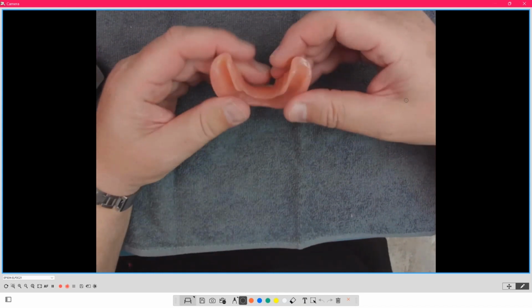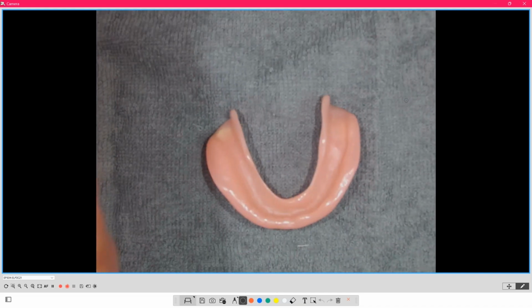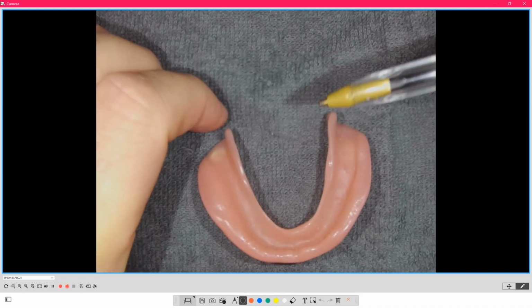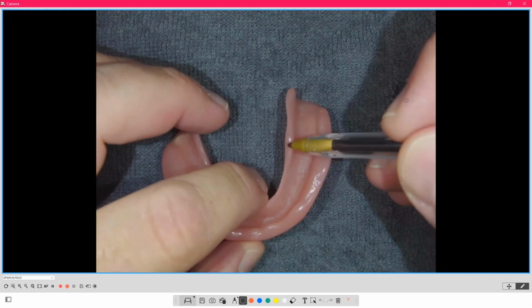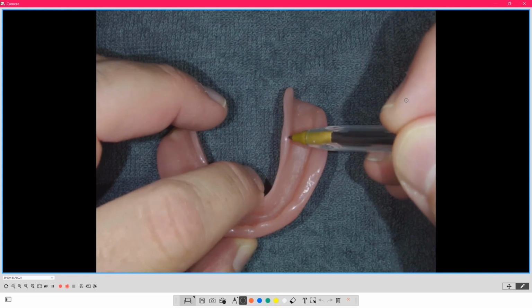I'm going to shed some light on this. So to the denturists and the dental technicians, when you finish a denture, typically we would finish the denture, and you can see this, the flange is thick.